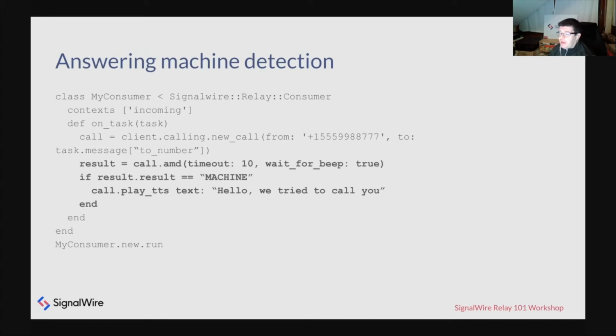So we're telling it to call this number, and then wait with a timeout of a maximum of 10 seconds, and wait for the beep if it's a machine. So what happens here is that the simple call is actually quite complex. How does answering machine detection work?